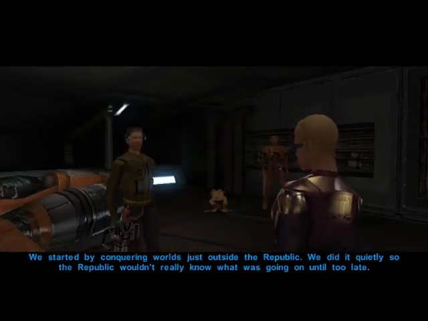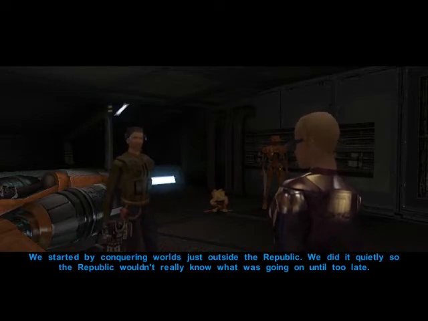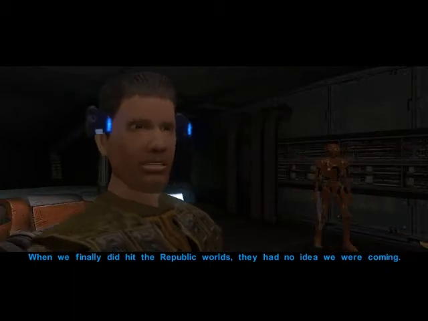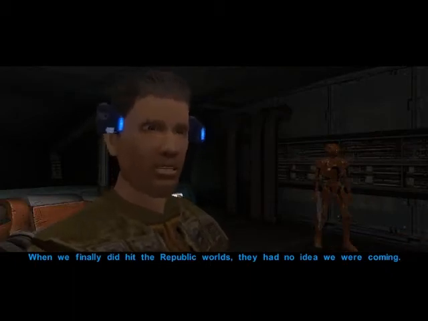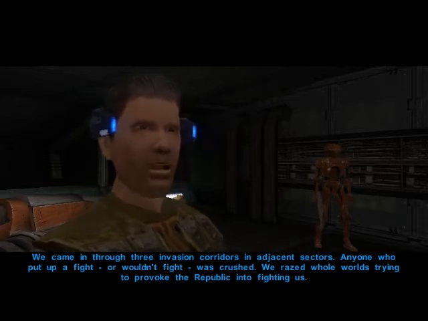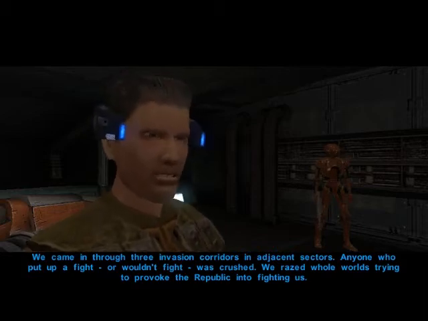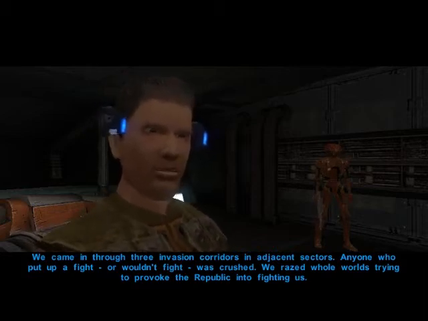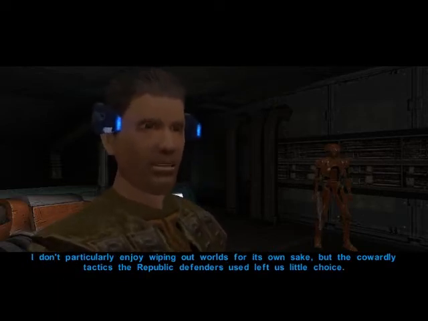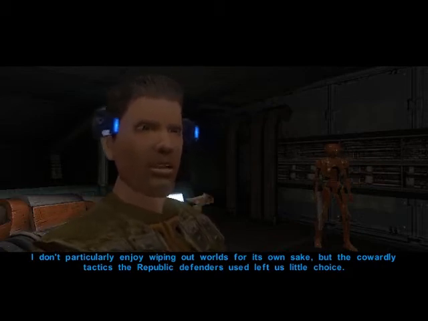We started by conquering worlds outside the Republic. We did it quietly so the Republic wouldn't really know what was going on until it was too late. When we finally did hit the Republic worlds, they had no idea we were coming. We came in through 3 invasion corridors in adjacent sectors. Anyone who put up a fight, or wouldn't fight, was crushed. We razed whole worlds trying to provoke the Republic into fighting us. I don't particularly enjoy wiping out worlds for its own sake, but the cowardly tactics the Republic defenders used left us little choice.